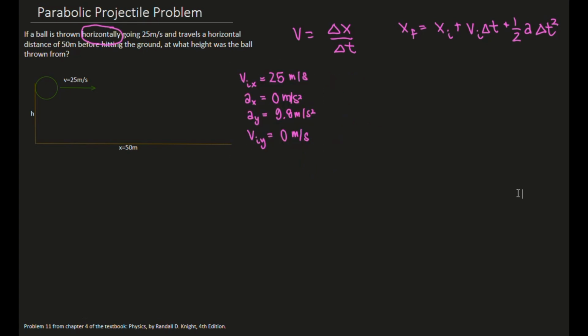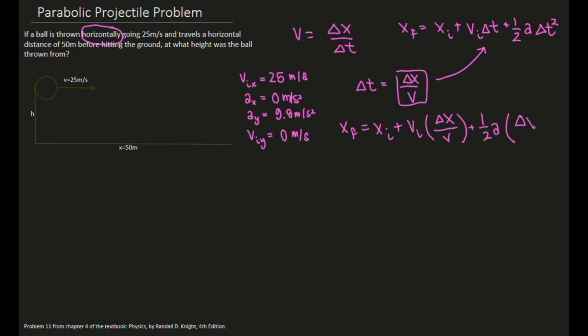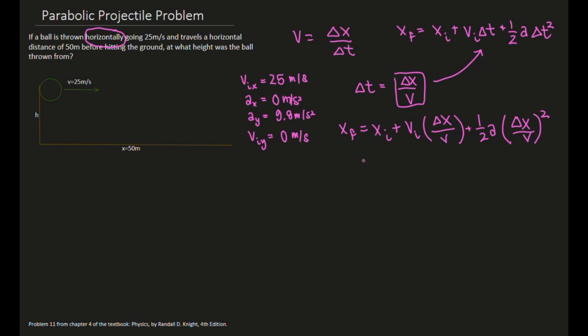So let's first look at our velocity equaling the change in distance over the change in time. I'm really looking for the change in time, so I'm going to rearrange this equation. So delta t is equal to delta x over v. And I'm going to plug this in for all my delta t's in this equation. So I have x final equaling x initial plus v initial delta x over v plus 1/2 a delta x over v squared.